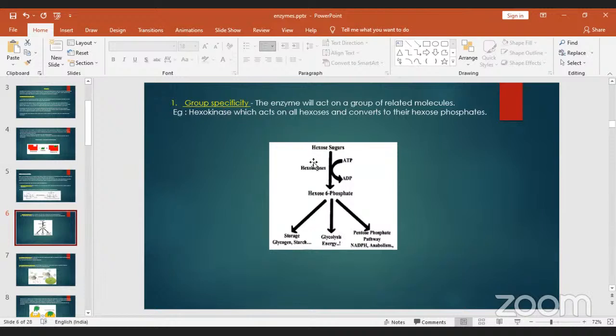Hexokinase is one type of enzyme, and it acts on all hexose phosphates. This type of specificity is called group specificity. Specificity means that an enzyme catalyzes one specific reaction or acts on a particular substrate.